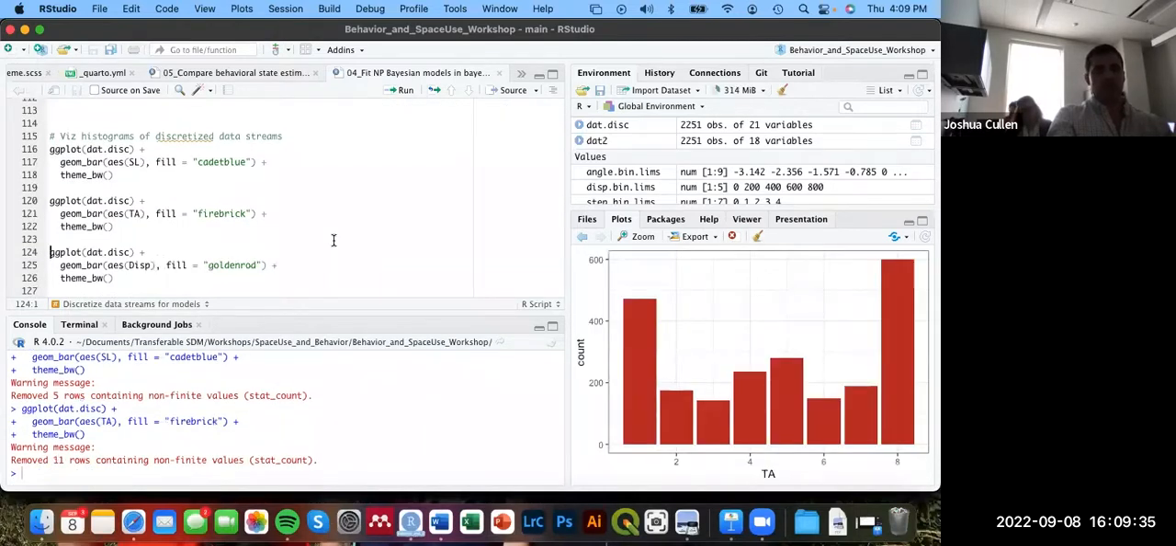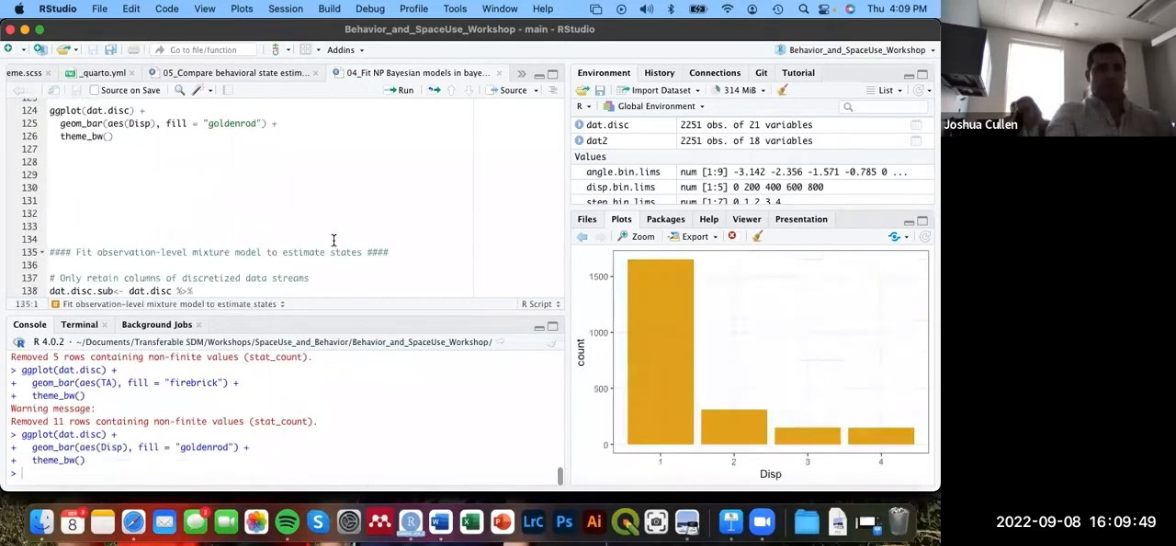Turning angles look somewhat similar here. So we have our peak in the middle at bins 4 and 5, and that represents 0 radians or 0 degrees. And then bins 1 and 8 represent negative pi and pi radians respectively. And lastly is displacement, where we see these relatively coarse bins, and this may or may not work well. We might need to adjust this later on.